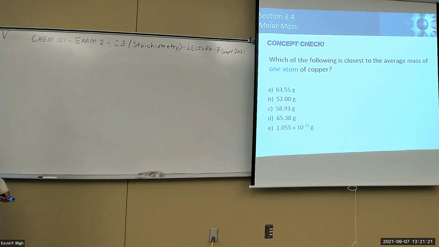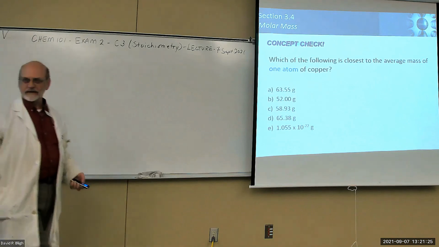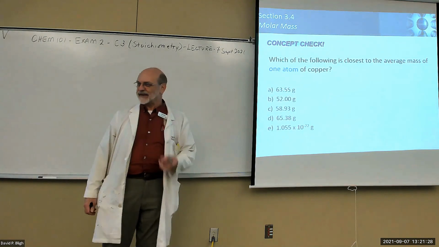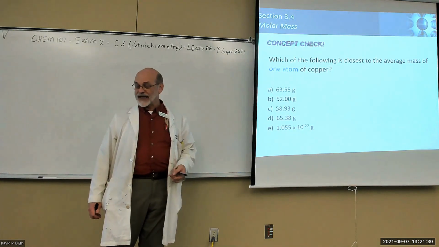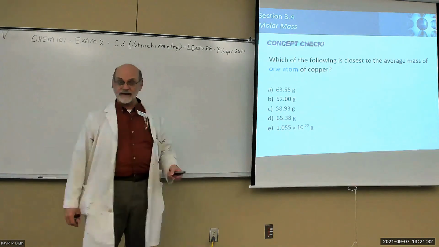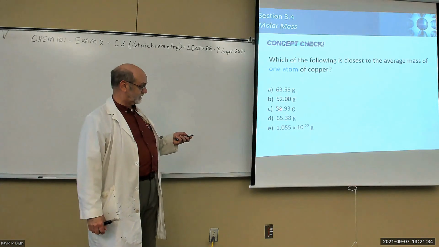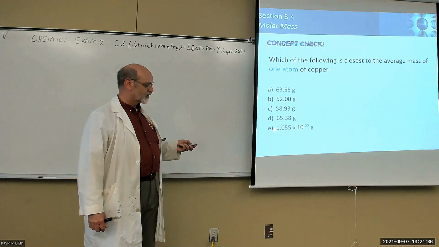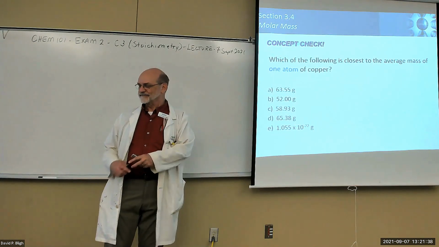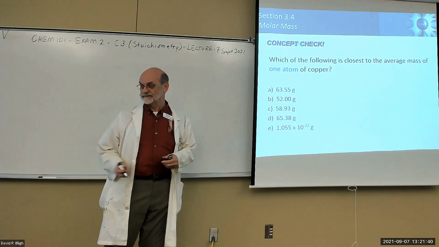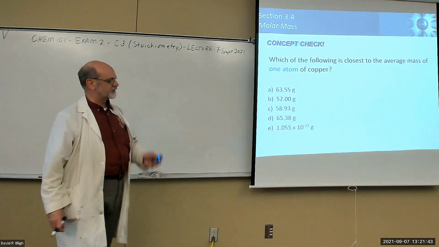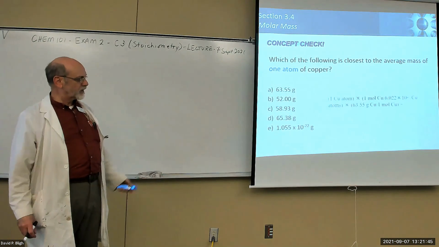Okay, which of the following is closest to the average mass of 1 atom of copper? This is kind of a dumb slide. If you think about it, is 1 atom of copper ever going to weigh so many grams? No, it's going to be a fraction of a gram. But we can calculate that. I think the slide does it for us.